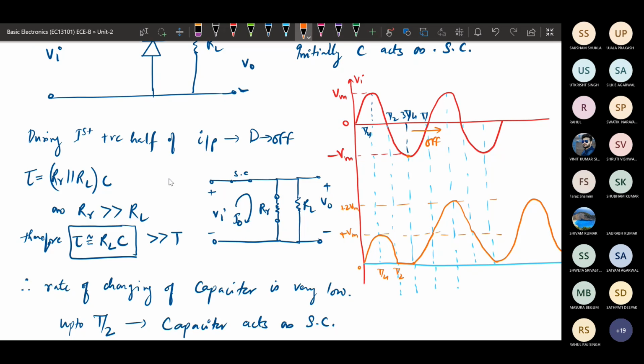As the capacitor has charged, the output voltage that we are getting is like we have just shifted the input waveform in the plus Vm direction upward. Once we shift, this output we will be getting. So this is the positive clamper output.